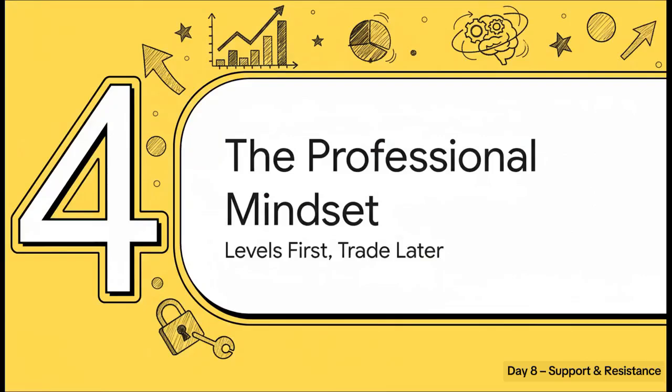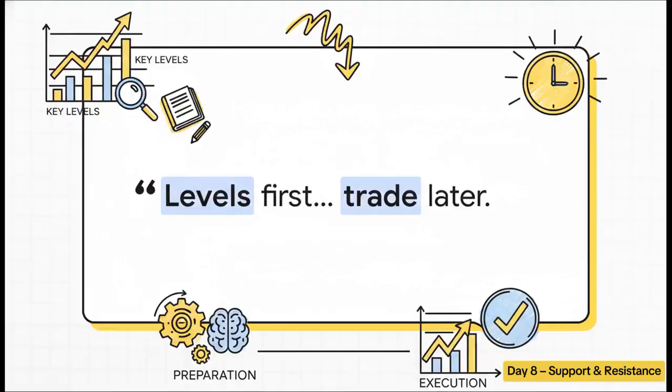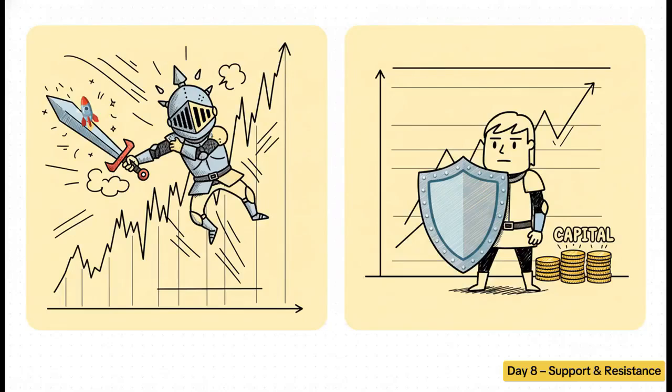And all of this, it brings us to our final and maybe most important section, the professional mindset. Because this is about way more than just a tactic. This is about building a real discipline. And here it is. This is the golden line. The one thing I want you to remember from today. Levels first, trade later. See, your real job isn't clicking buttons. Your job is to be an analyst, to prepare. You find your levels, you mark your charts, and then you just patiently wait for the trade to come to you.